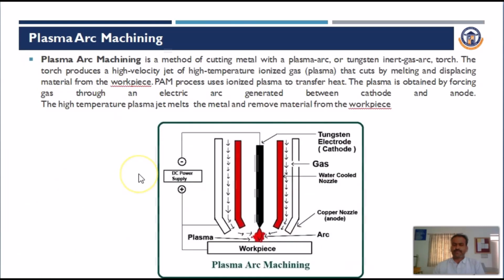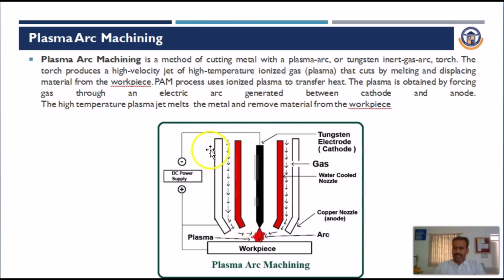The next process is the plasma arc machining process. Plasma arc machining is a method of cutting metal with a plasma arc or tungsten inert gas torch. The torch produces a high velocity jet of high temperature ionized gas, called plasma, that cuts by melting and displacing material from the workpiece. Plasma arc machining uses ionized plasma to transfer the heat. The plasma is obtained by forcing gas through an electric arc generated between the cathode and the anode. The high temperature plasma jet melts the metal and removes it from the workpiece.